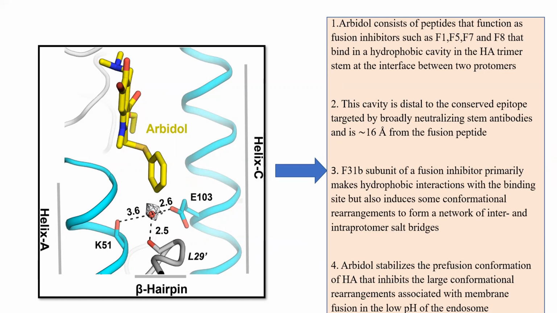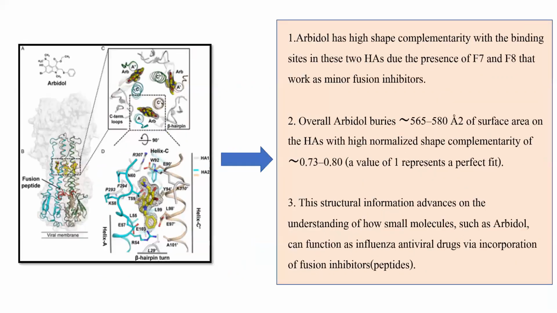So it will block the entire network by causing a different sort of conformational rearrangement, which is the formation of these intraprotomal salt bridges. By that, it stabilizes the prefusion conformation of HA that inhibits the large conformational rearrangements which lead to the membrane fusion. Those are the functions of Arbidol.